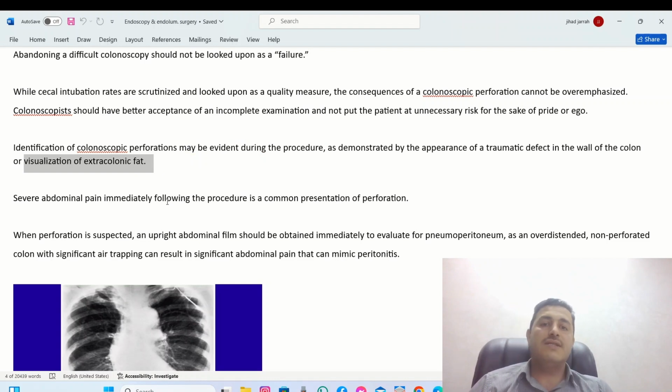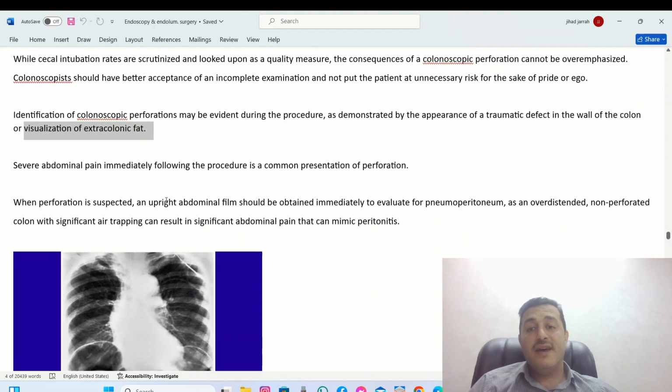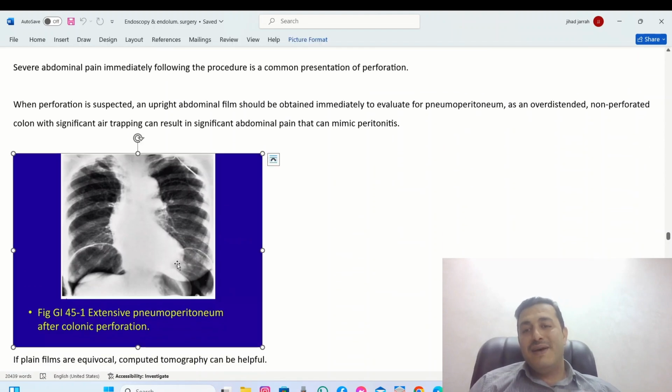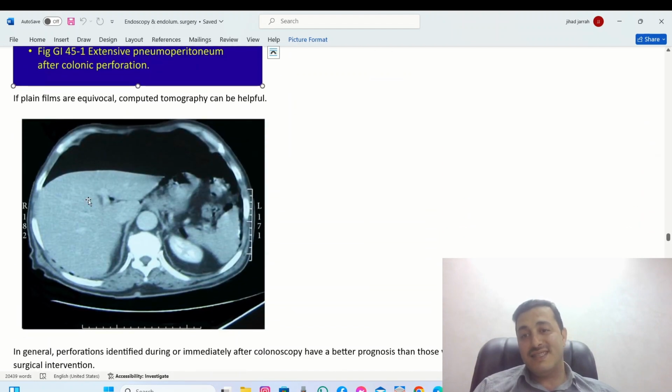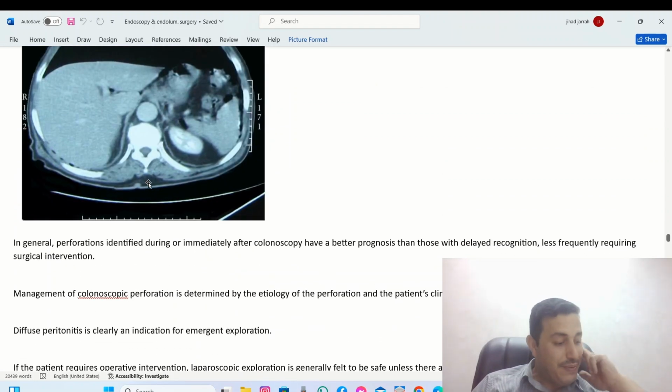If we have suspicion of perforation, stop the procedure, deflate the colon, and obtain an X-ray. You can see this is an X-ray that shows air under the diaphragm, and you can see in the CT, this is a post-colonoscopy CT, which shows pneumoperitoneum.